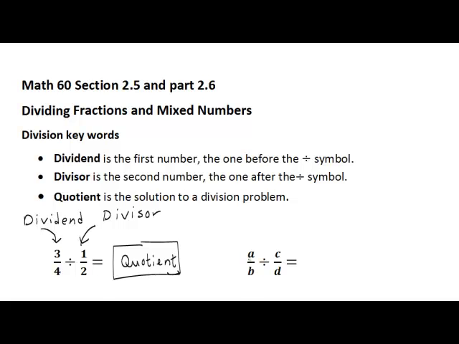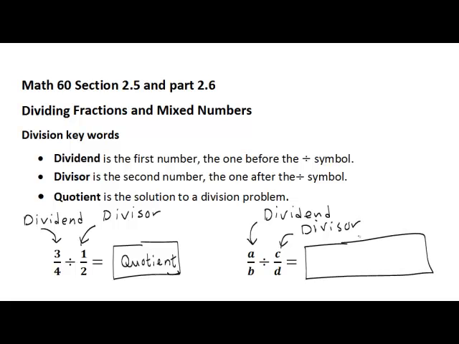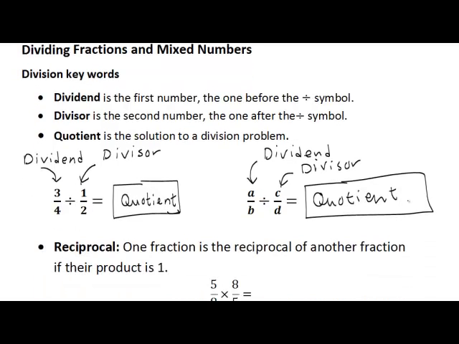So in this problem, A over B, in general terms, is the dividend. It's always the first one. And the second one here is the divisor. Always after the division symbol is the divisor. And again, the answer to this problem, or the solution here, would be the quotient. The quotient is the solution to a division problem. Okay, so those are our first words.